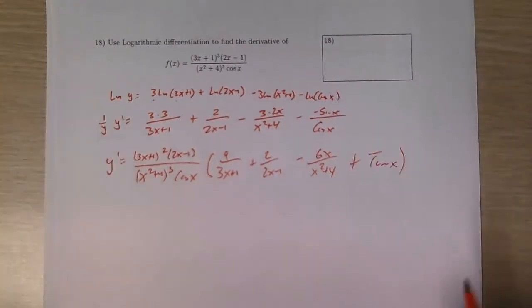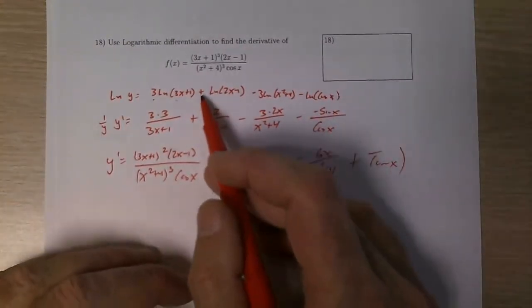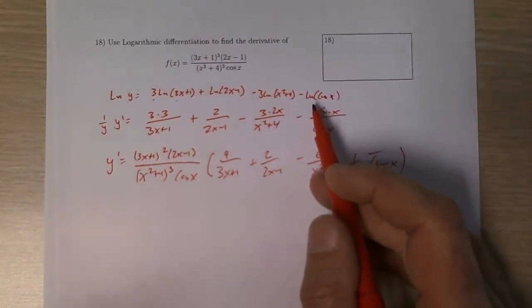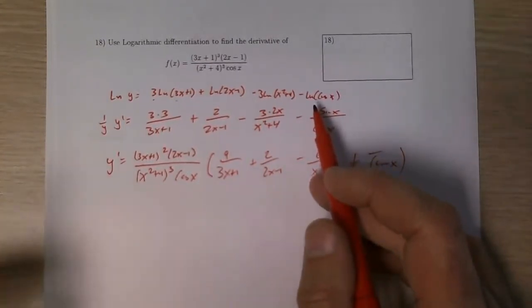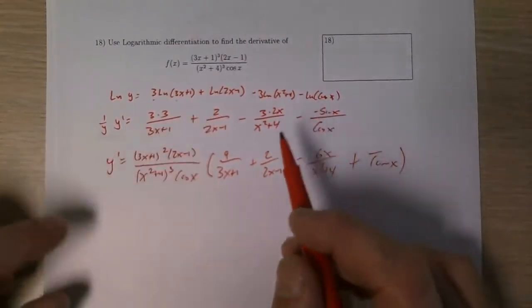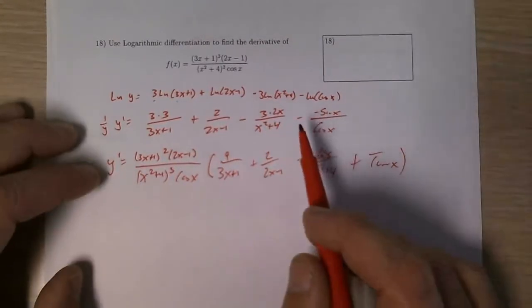It's no longer a quotient and product. It's now a sum and a difference, which is why we choose to do logarithmic differentiation. We turn quotient rules and product rules into sums and differences, which are so much easier to do, right? But we've got to deal with the logs too.